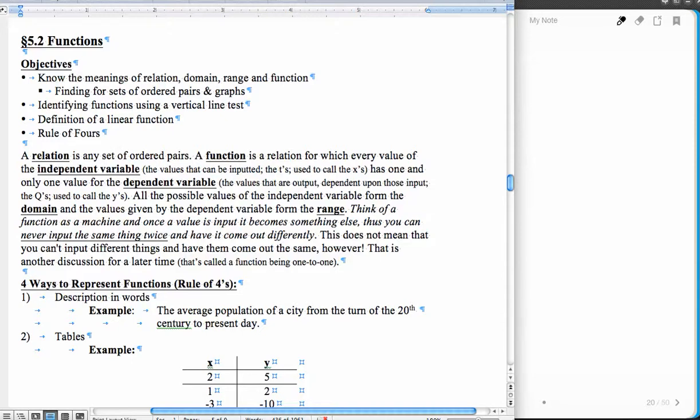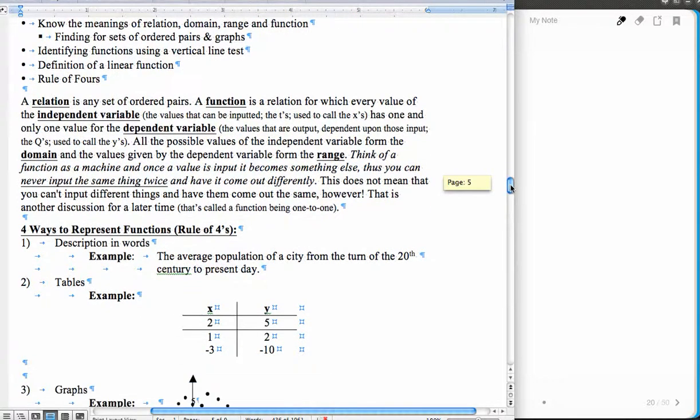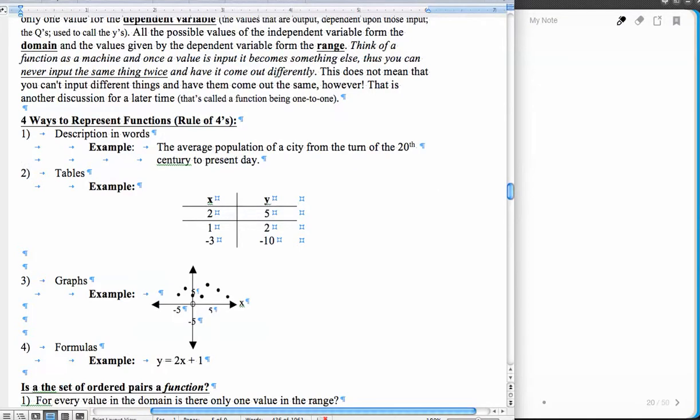And these possible values of the independent variable form what we call the domain, and the dependent variables, the possible values that come out, are called the range. A function is like a machine: once you put something in, you can't get something out that's different. So we're going to look at a function in terms of the rule of fours. Remember, rule of fours means we can describe something with words, with sets of ordered pairs, with graphs, and with formulas. So we're going to talk about a function in these terms.